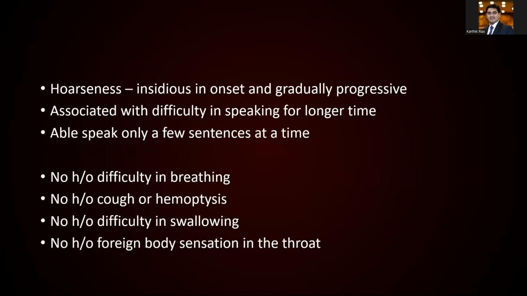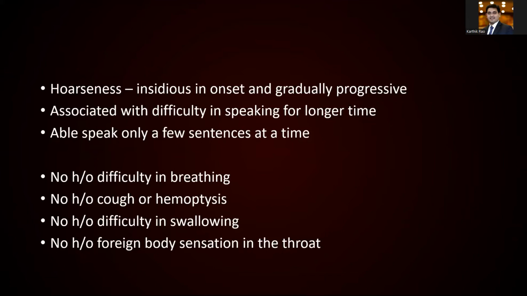So number one, I've asked about history of difficulty in breathing. The reason is that by history I wanted to know if the patient has any airway obstruction or narrowing of the supraglottic or glottic airway. Next is history of cough with hemoptysis. If the tumor is very fragile, a patient can have hemoptysis because of excessive coughing, and other upper aerodigestive tract tumors can also lead to hemoptysis.